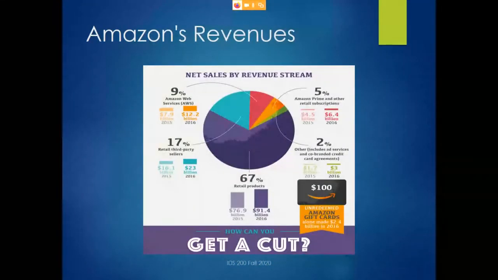Okay. So, a little breakdown of revenues. AWS, Amazon Web Services, is almost 10% of everything. About two-thirds of it is retailing. About another big chunk, 17%, right? About half of what's not Amazon's retail is third-party sellers, people selling through Amazon. Other stuff: Amazon Prime, other retail subscriptions, and various other co-branded credit card agreements, for example. But 84% of their operation is retailing. A big chunk of the rest is their cloud service.